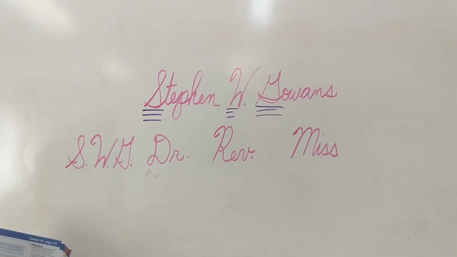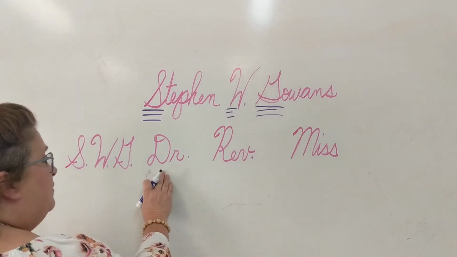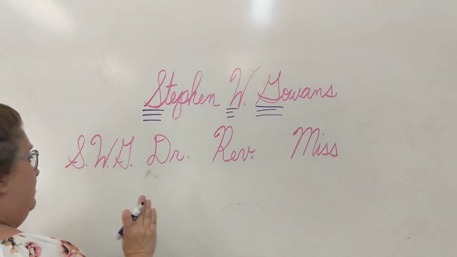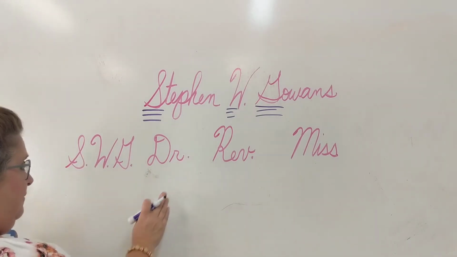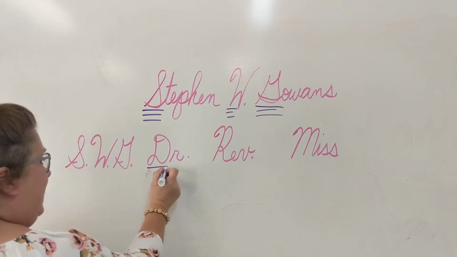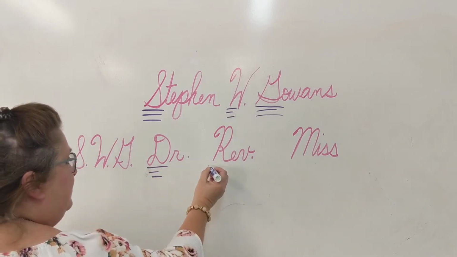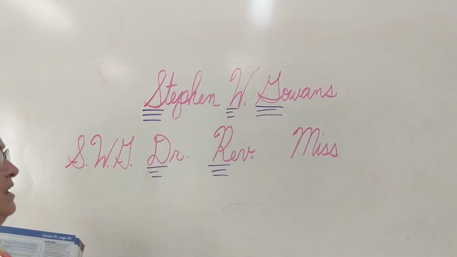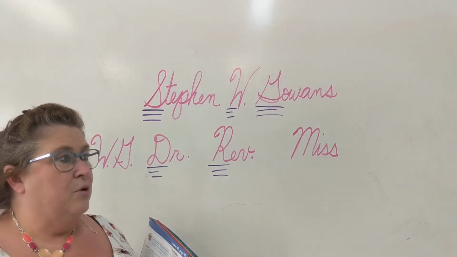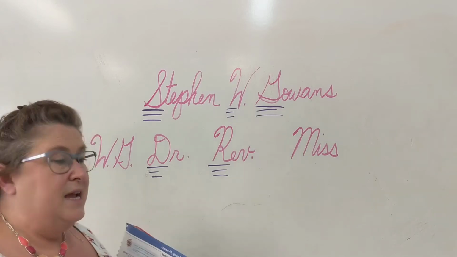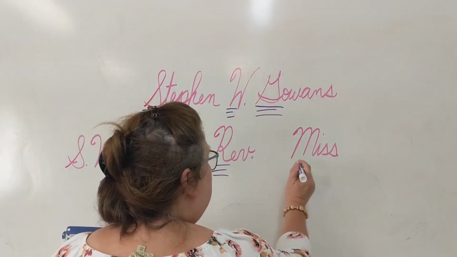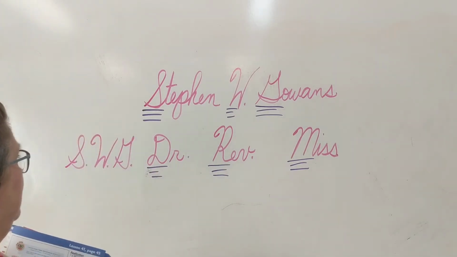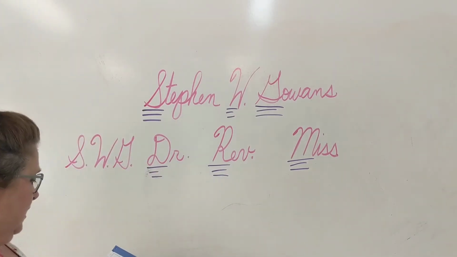And then we also capitalize titles of respect. If they are an abbreviation, we have to be sure and have a period after it. So this is doctor. This is the abbreviation for reverend. Notice they're capital letters. Now, if your title of respect is not an abbreviation, it doesn't have a period, but it still must be capitalized, Miss. Okay? So that is what we're going to be looking for today.